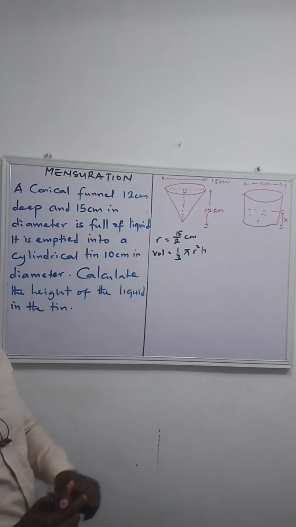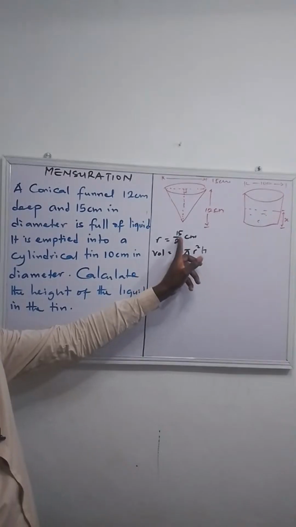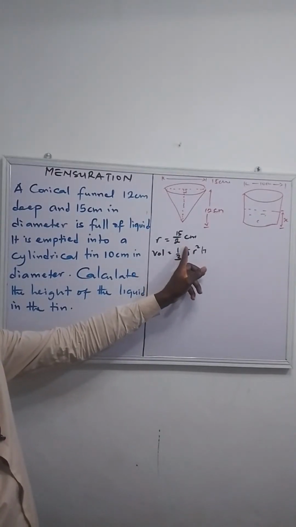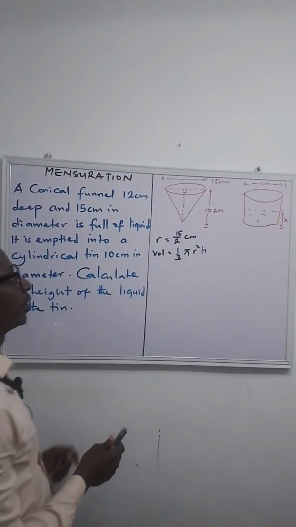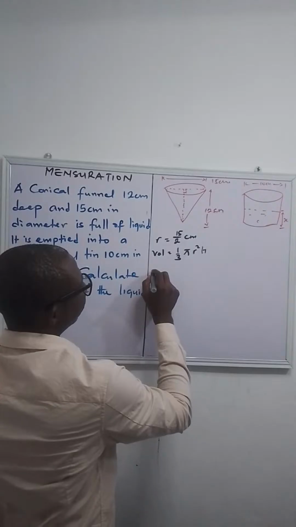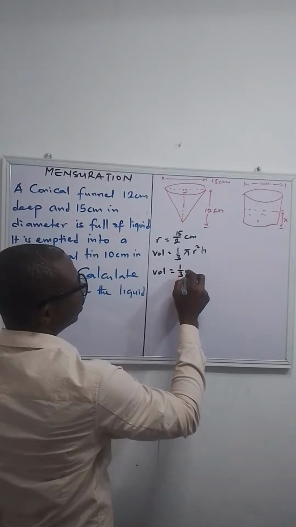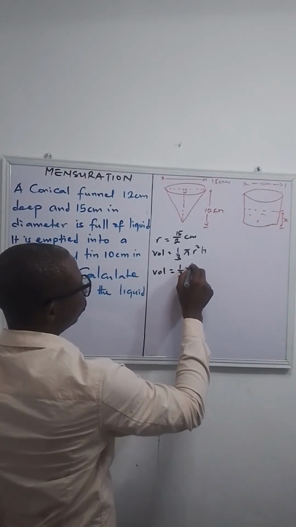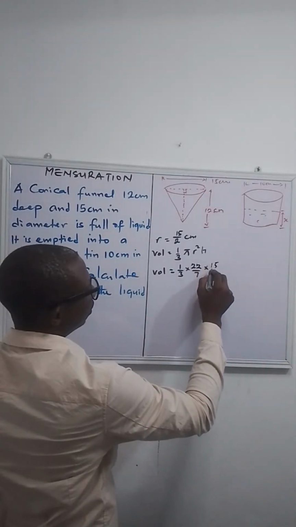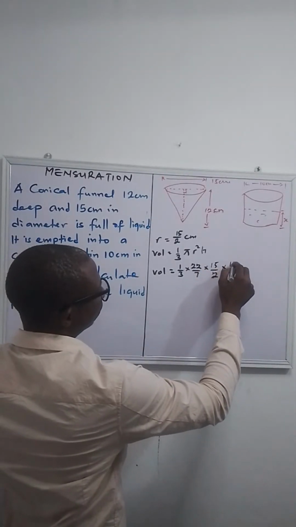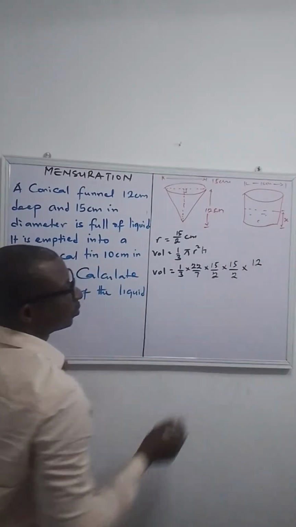All right, so in the question, we have the height to be 12 centimeter. The radius is 15 over 2. So now let's plug in the values here and let's see what we're going to have for the volume. So we have volume of the liquid will be 1/3 times 22 over 7 times 15 over 2 times 15 over 2 times the height, that's 12.